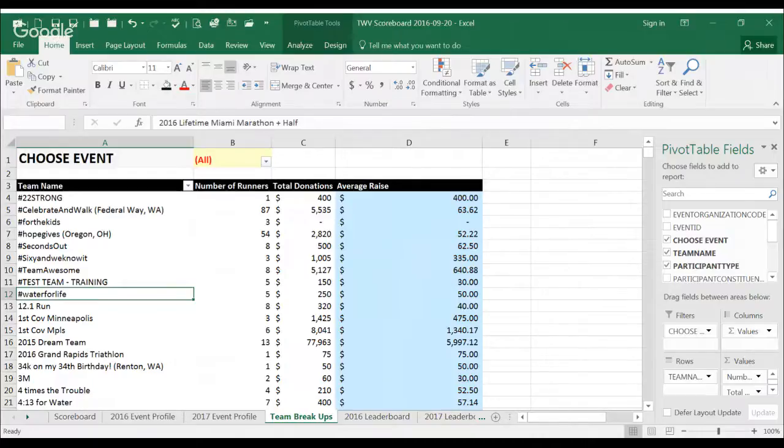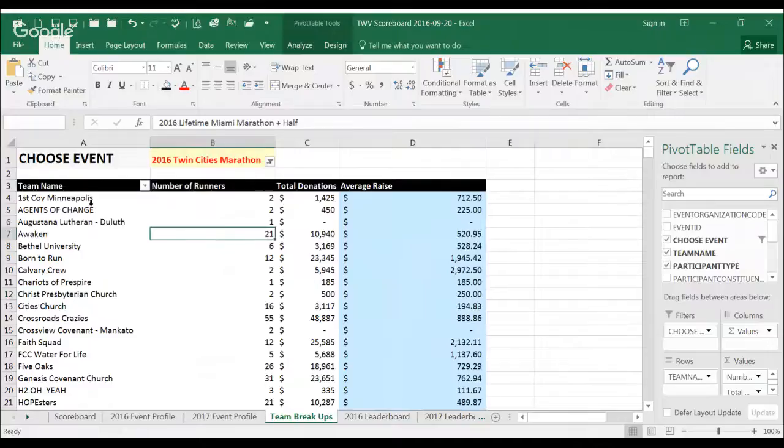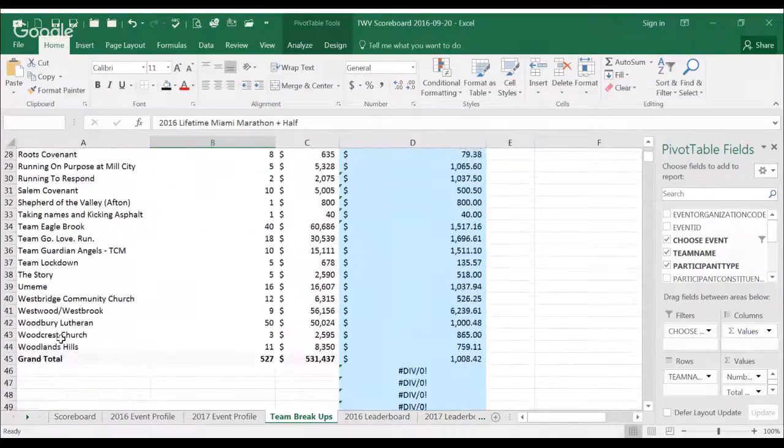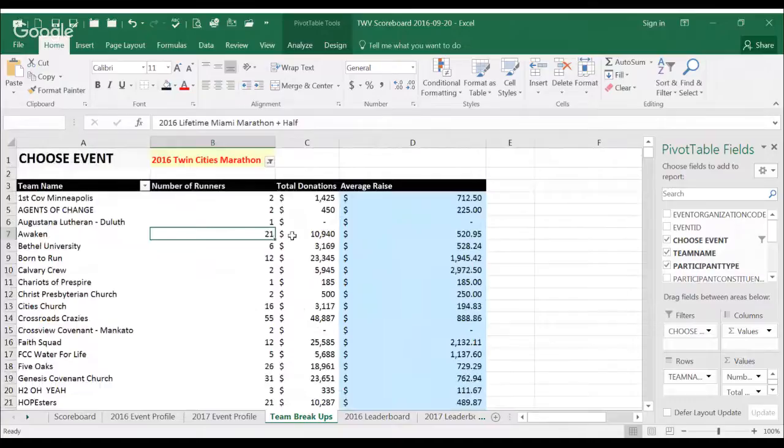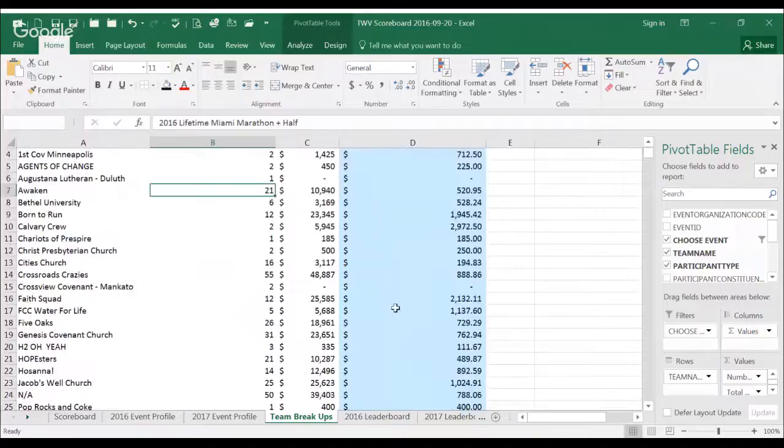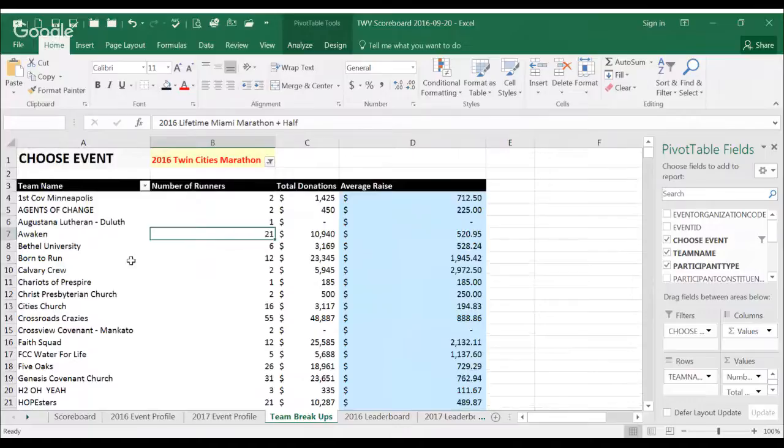So what we do here is you go in here and let's say we're Sinead and we want to look up the Twin Cities race. Now I can see all of my teams. She's got a lot of teams. I can see what their tallies are, both for number of runners and total donations, and it also provides what the average raise is. So especially as I want to compare and look at how certain teams are doing, I'll use those averages to get a sense for how much money per runner they're raising, looking from one team to the next, and what teams I want to be focusing on, giving a little bit more love to. So those are team breakups.